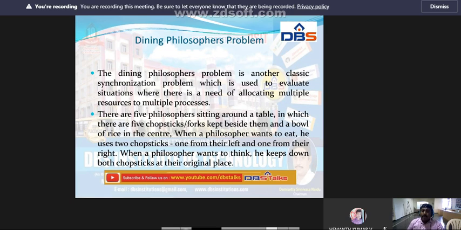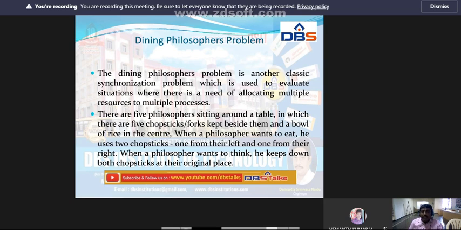Another problem of synchronization is the dining philosopher problem. In it we have 5 philosophers sitting around a table, with 5 chopsticks, or forks, kept beside them and a bowl of rice in the center. The work of a philosopher is that the philosopher can either eat or think.